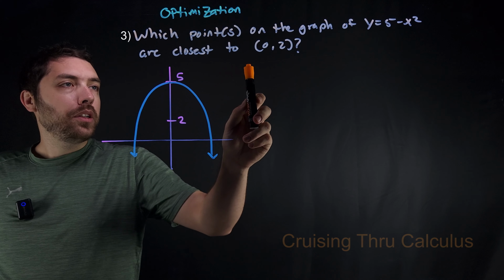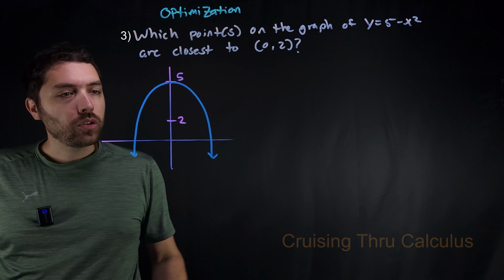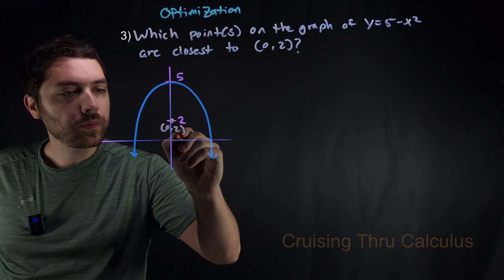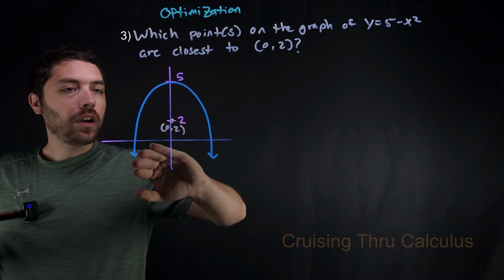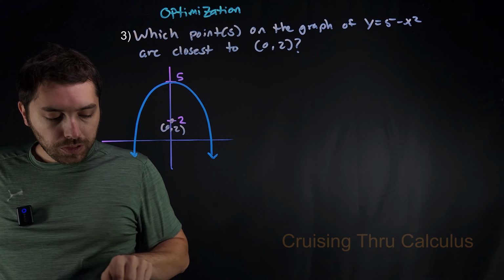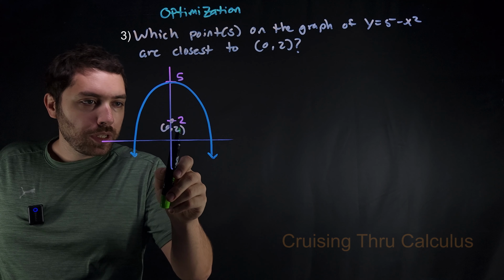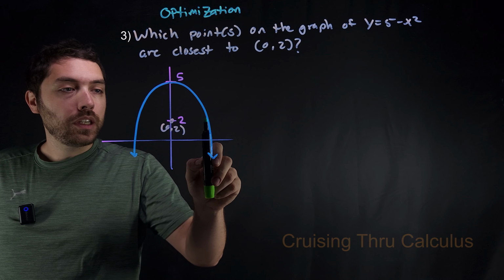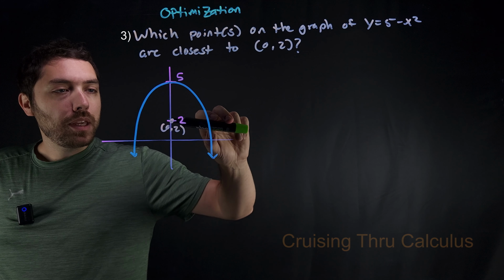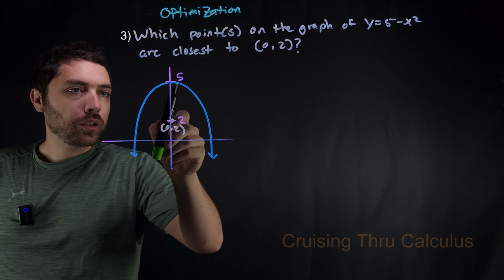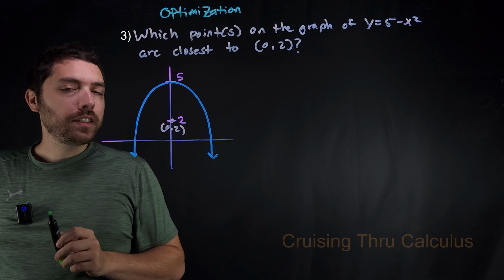Now, we have the point (0, 2), so let me label this right here. This is our point, (0, 2). Which of the points on our parabola is closest to this point here? I think you can see that if I drew a line from here down to here, that would be longer than from here to here. And then maybe this would be longer too. It seems like maybe our answer is somewhere over here. But what is it exactly?